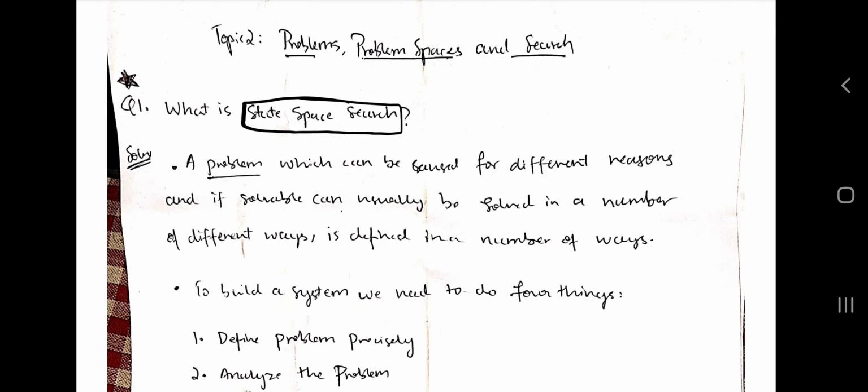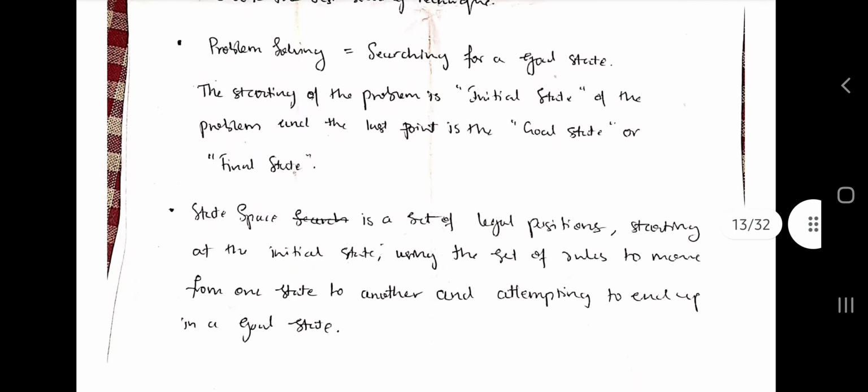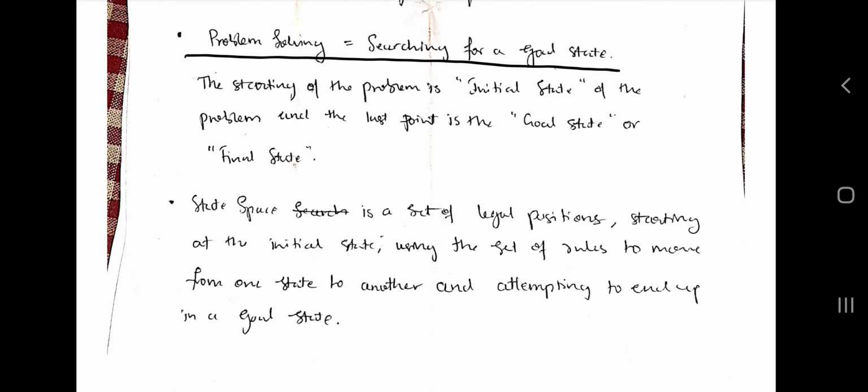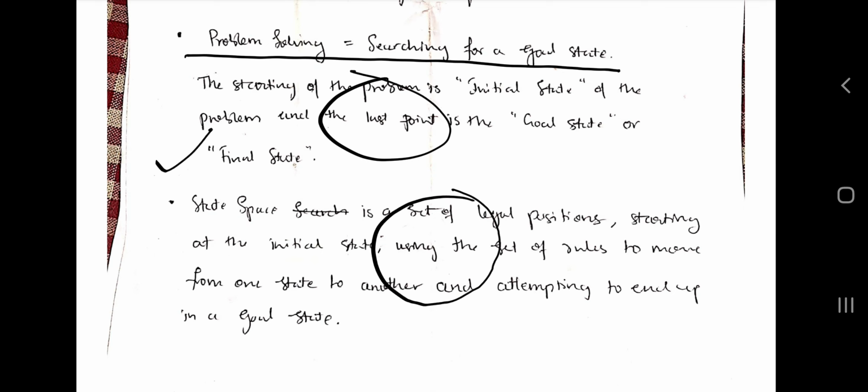So what is a problem? First you have to define that. Then how will you solve that problem? You need to do four things. You'll write this, and then you'll define what state space search is, with a brief introduction. Then you will actually define what it is. If you do this, then only you will get full marks.